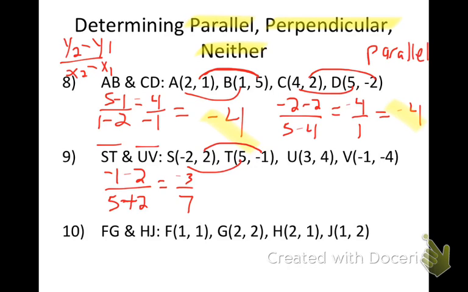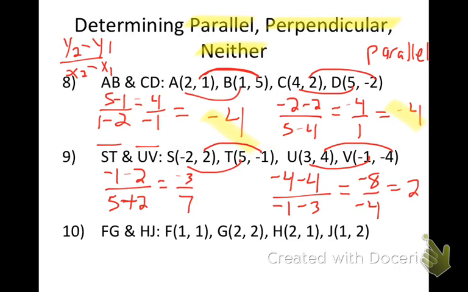Next, I'm going to do UV. So I have negative 4 minus 4 over negative 1 minus 3. Negative 4 minus 4 is negative 8. Negative 1 minus 3 is negative 4. Negative 8 over negative 4 really gets me positive 2. So those slopes, are they the same slope? No, so they're not parallel. Are they opposite reciprocal slopes? No, so that one is just neither. That is neither parallel nor perpendicular. Just neither.